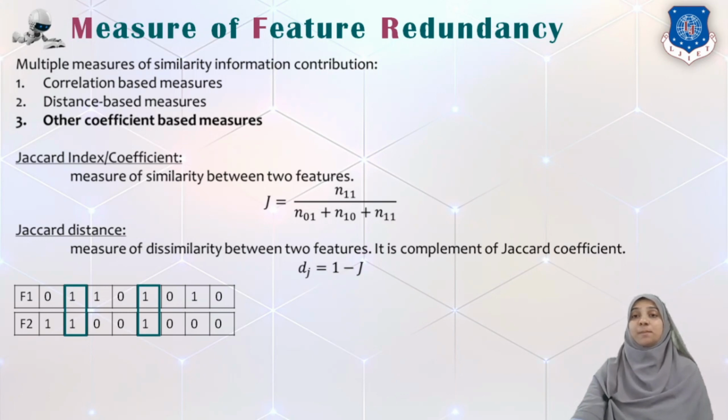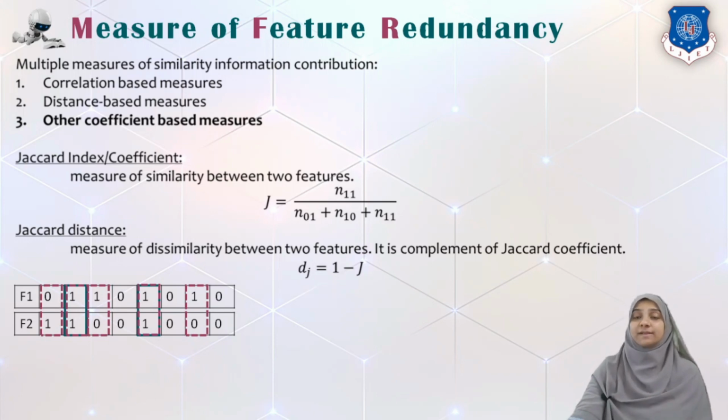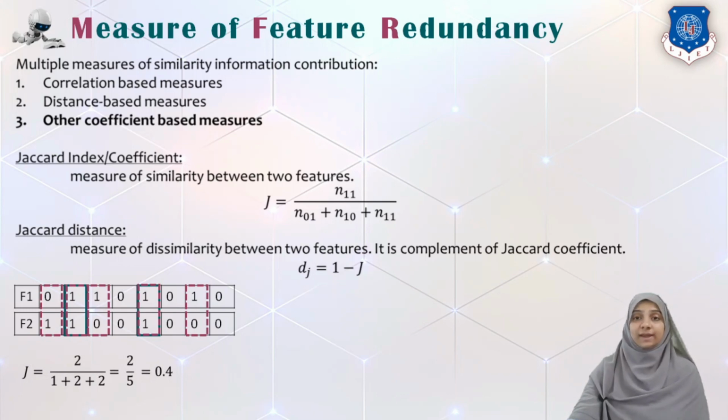So I will calculate the number of data points where I have both values as 1. So I have only 2 data points where both features' value is 1. So my N11 will be equal to 2. Next, I will calculate all those data points where either of the features is 1. That means I can count data points with 0, 1 value, 1, 0 value or 1, 1 value. So as you can see, 1, 2, 3, 4 and 5 data points are there where either feature is 1 or both features are 1.